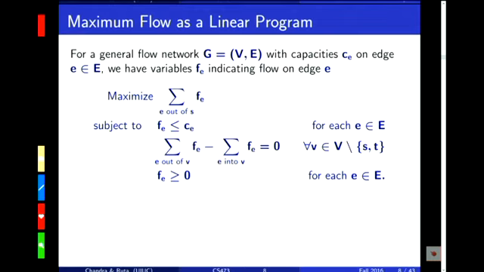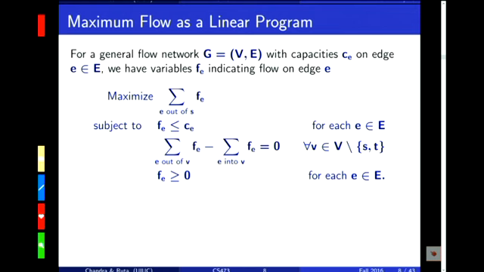So in general, suppose you have a general graph, and the edge E has capacity CE, and let's say we define a variable FE for the flow on edge E. Then we want to maximize the flow going out of S, so you sum up the variables of all the edges going out of S. And you put a capacity constraint, so the flow cannot be more than the capacity of the edge. These are the flow conservation constraints for all the nodes which are not S and T, and the non-negativity constraint.